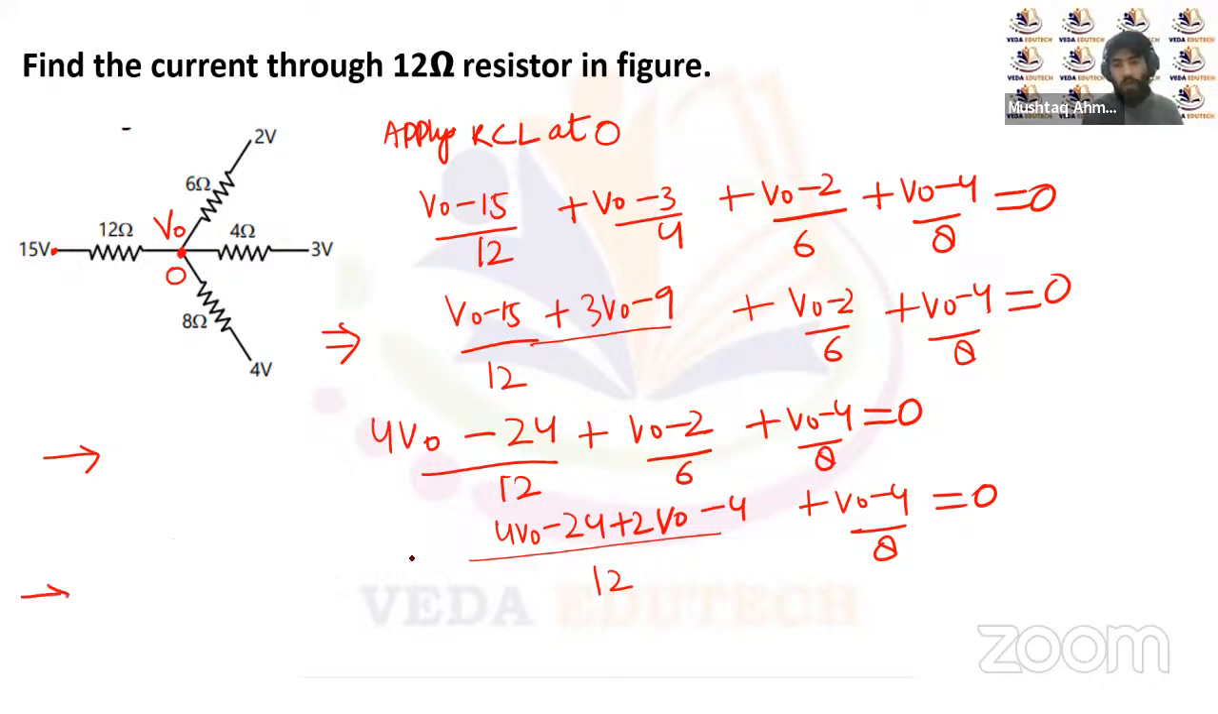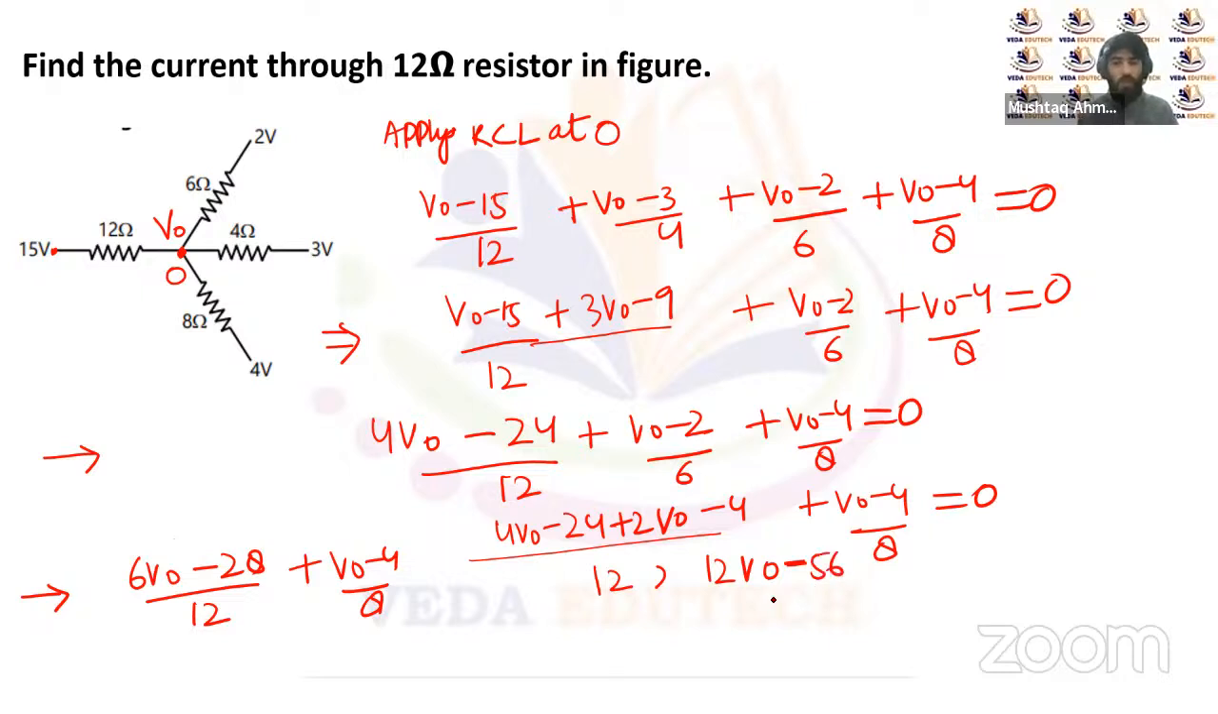So from here, we'll just simplify it. 4 V naught plus 2 V naught will be 6 V naught, minus 28 over 12. And we're left with (V naught minus 4) over 8. The LCM of 12 and 8 is actually 24. So we will be left with 12 V naught minus 56, over 24, and it will be plus 3 V naught minus 12, over 24. That has to be equal to 0.